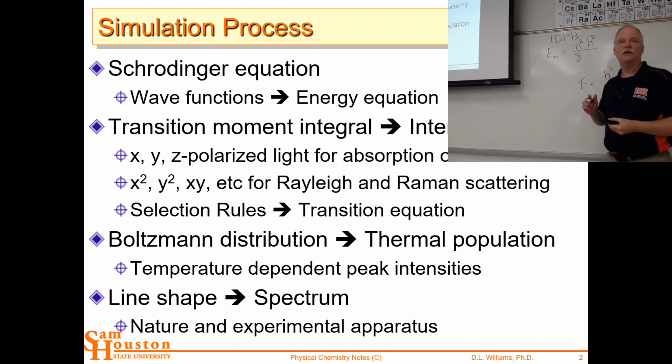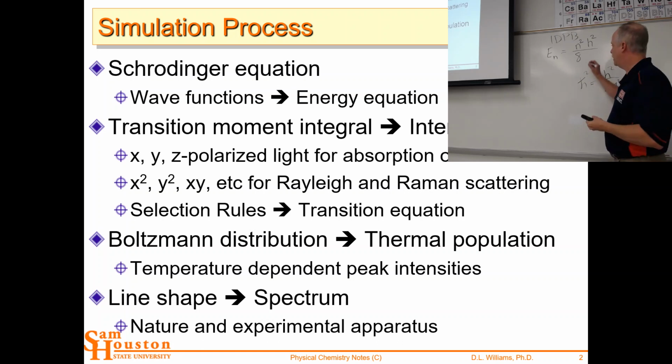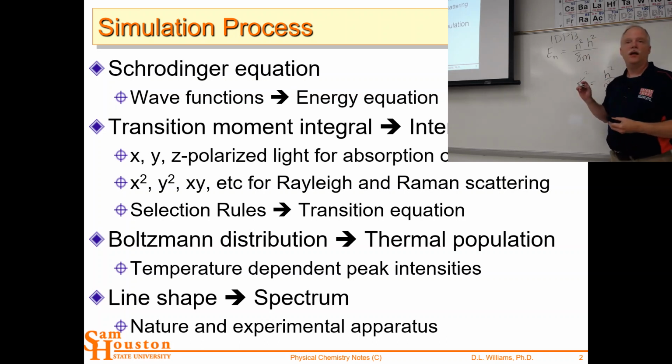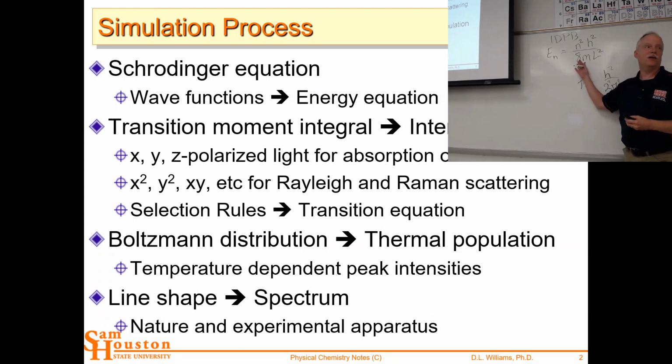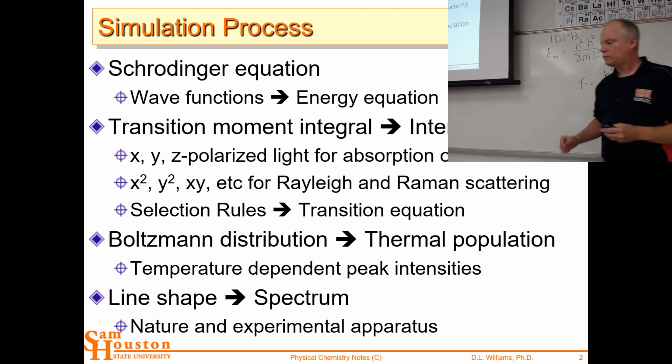M. Top or bottom? Bottom. The m's not squared? No. Correct. L squared. So that's it. That's the particle in a box energy equation. We got that from the Schrodinger equation and the wave functions.